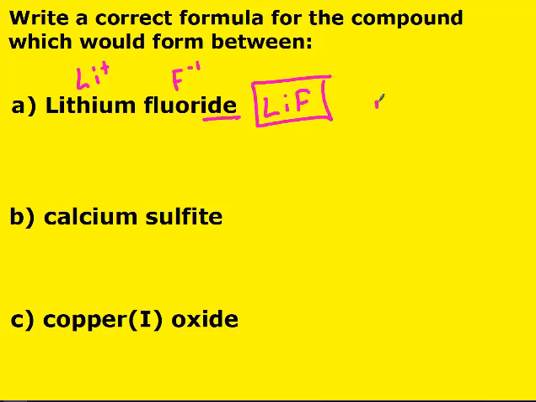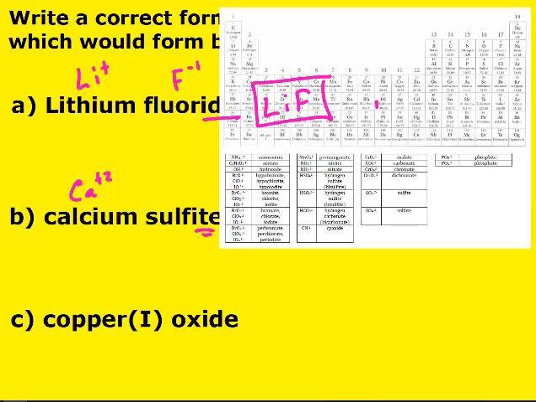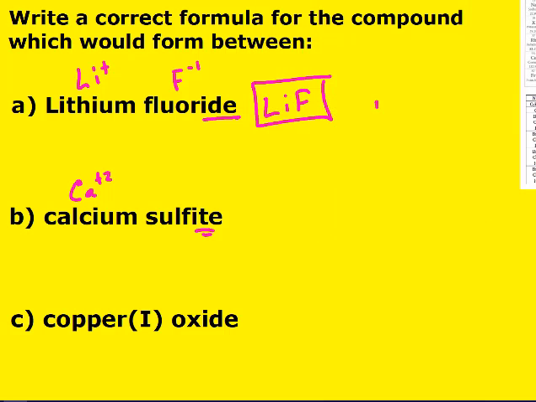My next one, calcium, is Ca with a +2. Sulfite, I look on the periodic table at the bottom, and sulfite was next to sulfate. It's SO3 with a -2. When it ends in ATE, it has more oxygens, ITE, fewer oxygens. So that's SO3 with a -2 charge. Again, those cancel when they add up to 0, so I just need 1 calcium and 1 sulfite.